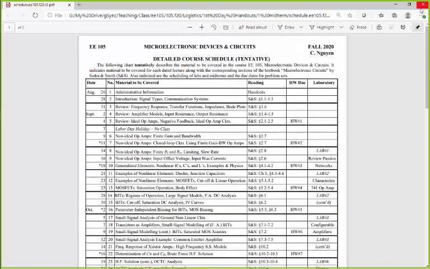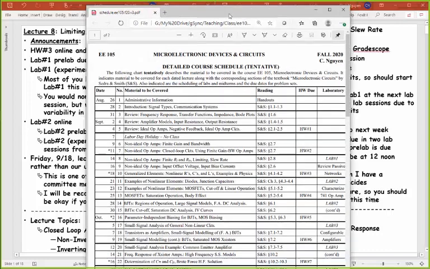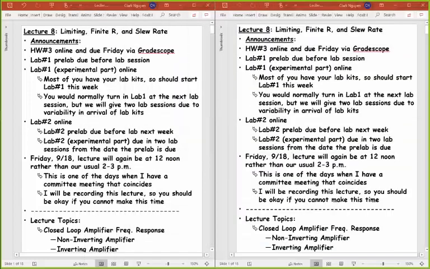If not, I'm sure your TAs will be describing this to you in great detail when you get to your lab session. Let's see, Friday 9/18, that means this coming Friday lecture, it's again going to be a 12 noon lecture because I have, again, this meeting that is meeting right on top of our usual 2 to 3 p.m. I will again be recording that lecture, so hopefully that's not a problem because you can just watch the recording.